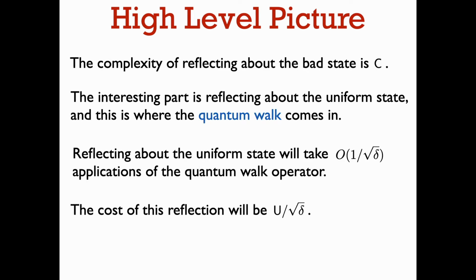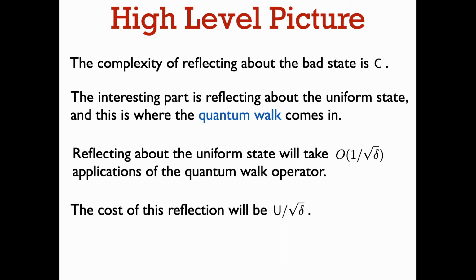By the phase kickback trick, reflecting about the bad state can be implemented with one call to an oracle which determines if a vertex is marked or not. The complexity of determining if a vertex is marked is C, the checking cost. We now totally understand the appearance of the term C divided by square root of epsilon in the complexity.